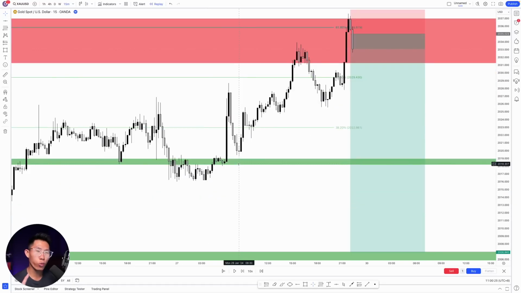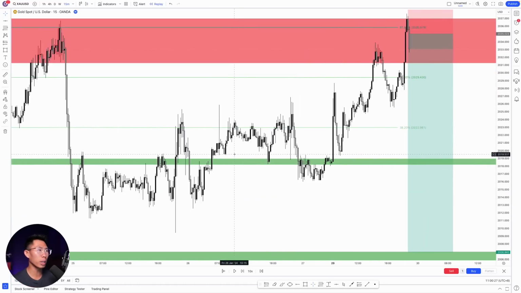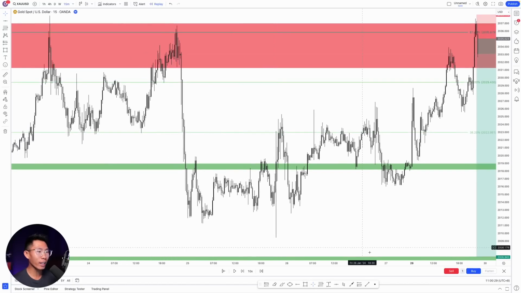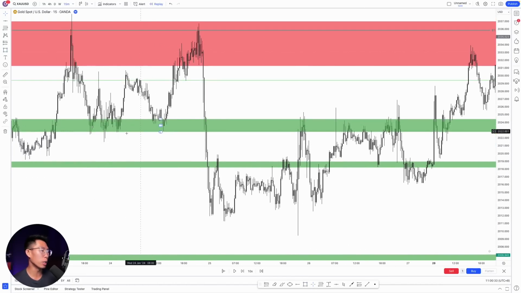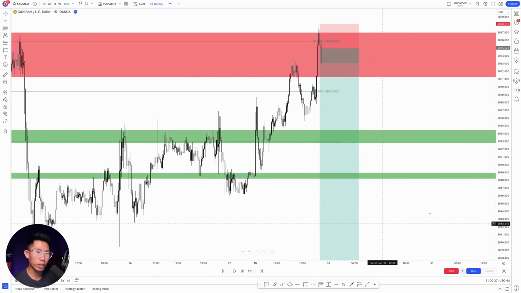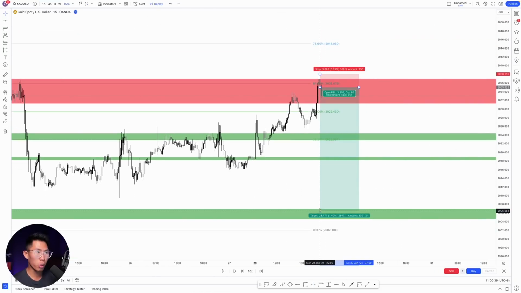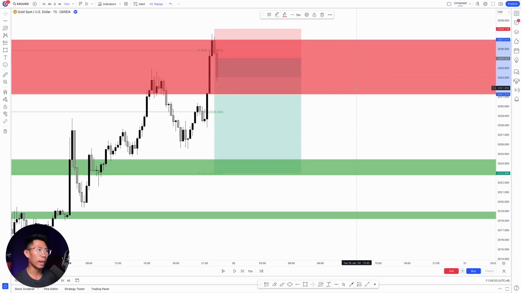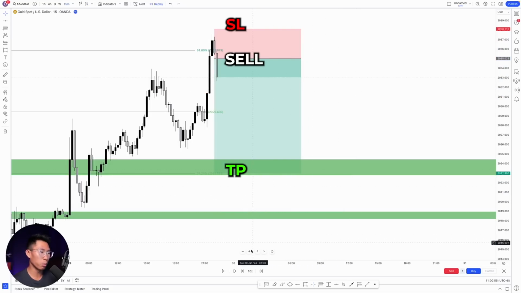But wait, what if we zoom out even further? You will see that there is actually another demand zone right here, where price mitigated this area multiple times. So actually our take profit shouldn't be down here. It should be all the way up here at this recent demand zone. And ladies and gentlemen, this is where the fun begins.